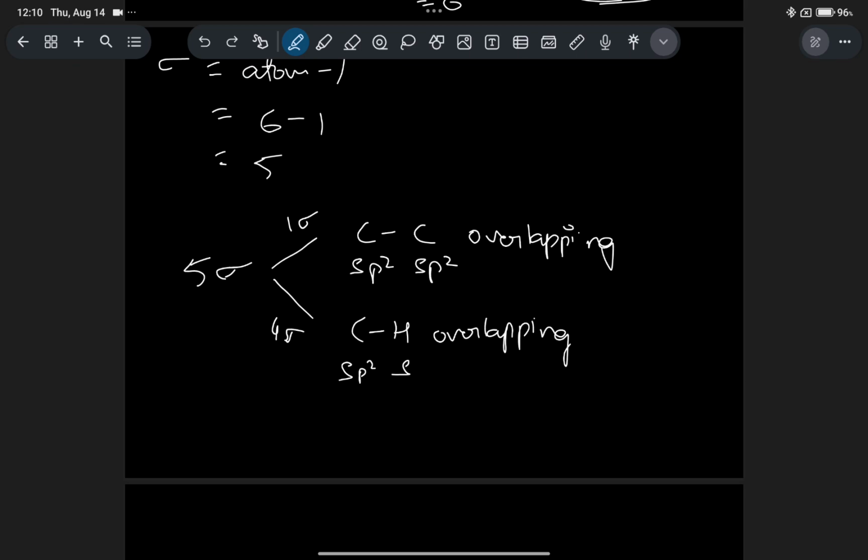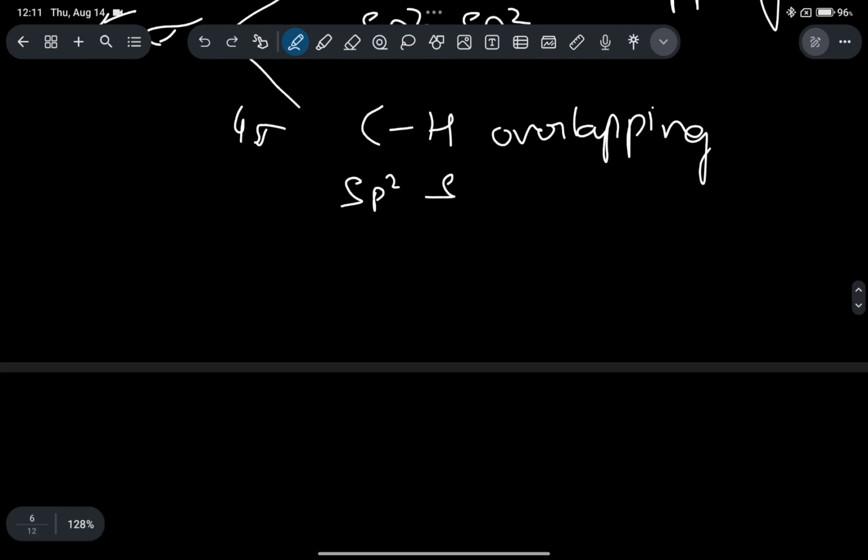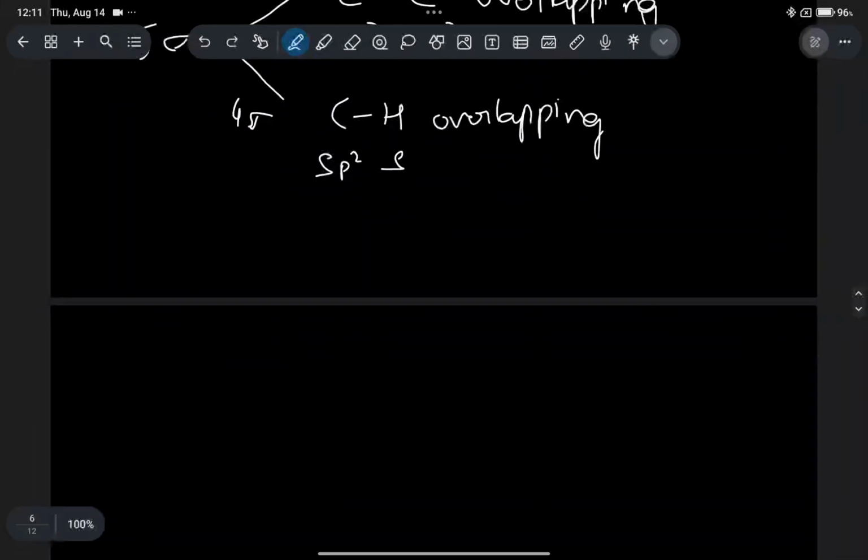All three have different overlapping: sp, sp2, sp3. sp means triple bond, sp2 means double bond, sp3 means single bond. Okay, by this way we have highlighted it, and I'll explain one more example for alkane also. Is it clear?